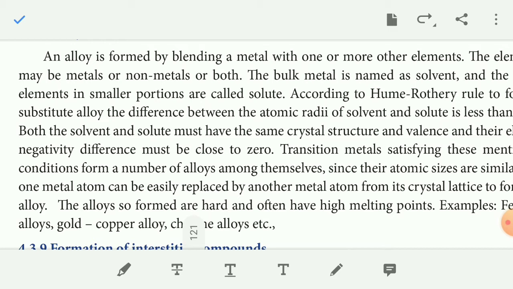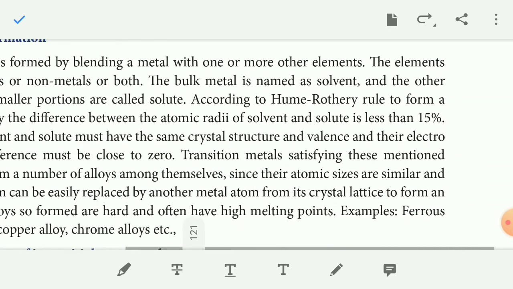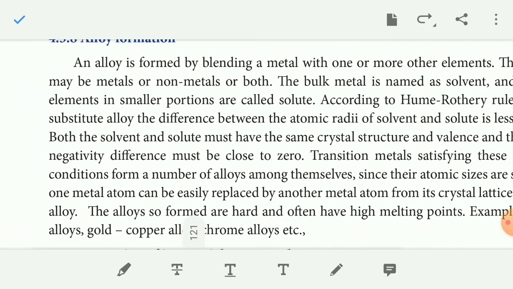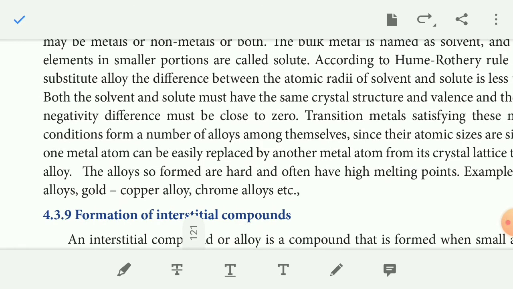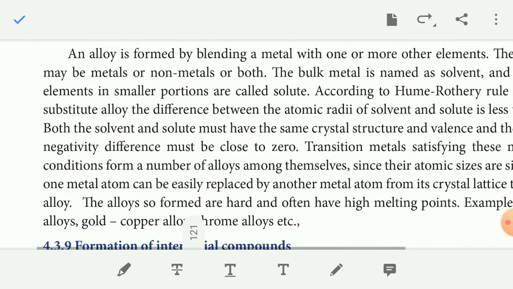The alloys so formed are very hard and have a very high melting point. Examples of alloys are ferrous alloys, gold-copper alloys, chrome alloys, etc. So these are the alloy formations.